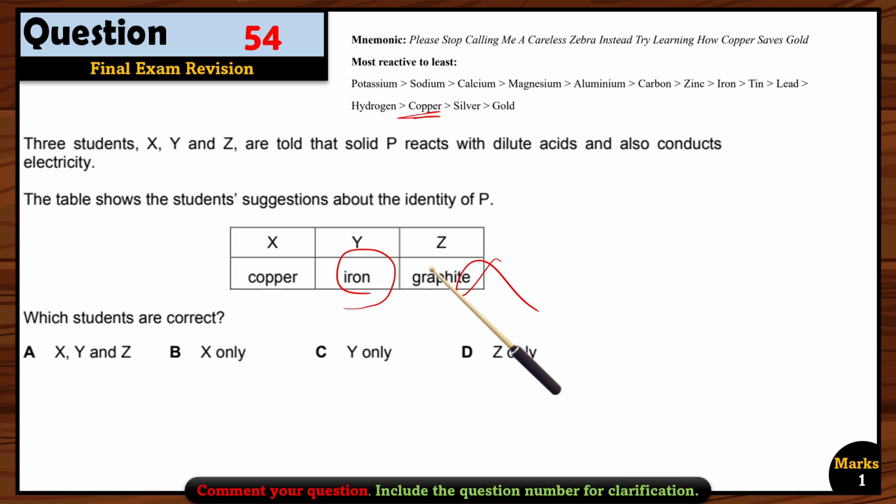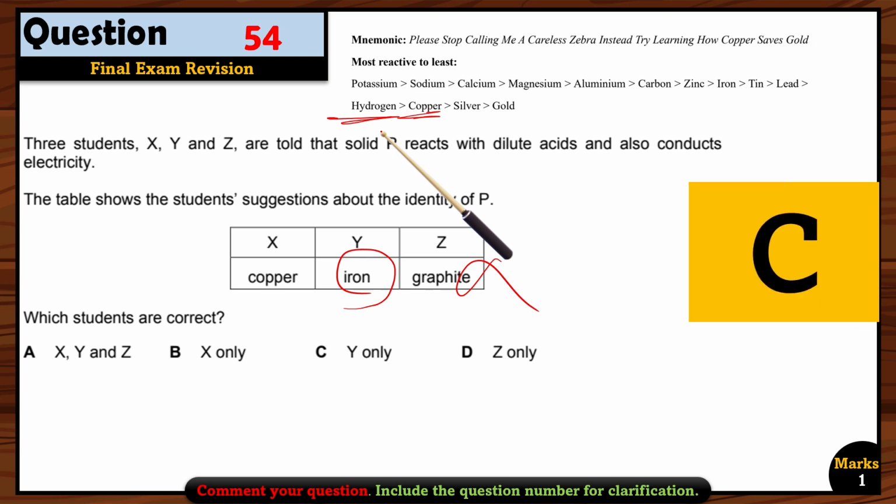All those metals that are above hydrogen in the reactivity series can react with acid. You have to memorize this one. If you memorize this reactivity series, then you can also remember that all the metals above hydrogen can react with an acid, but copper comes after hydrogen. So it means it will not react with the acid. So the only right option is Y. That is C, okay? So C is the correct option over here.